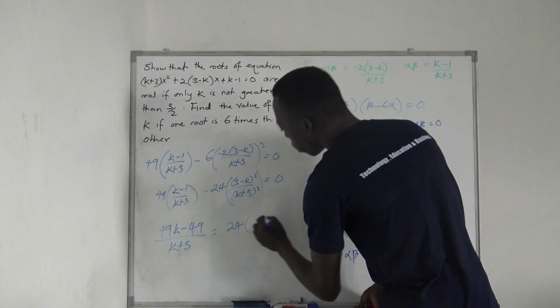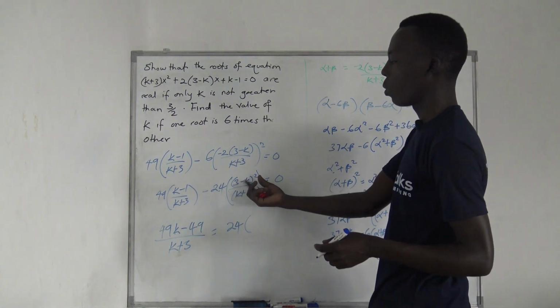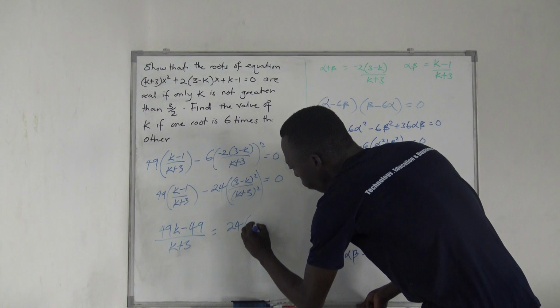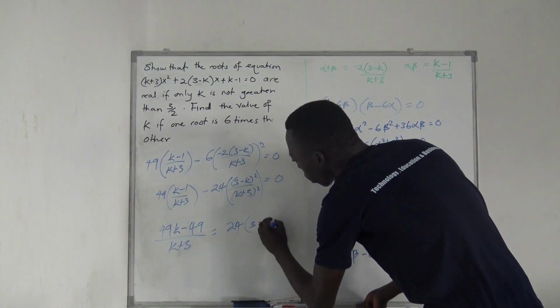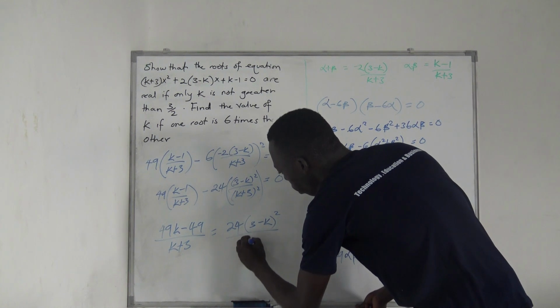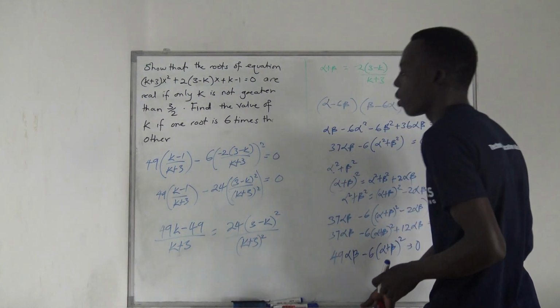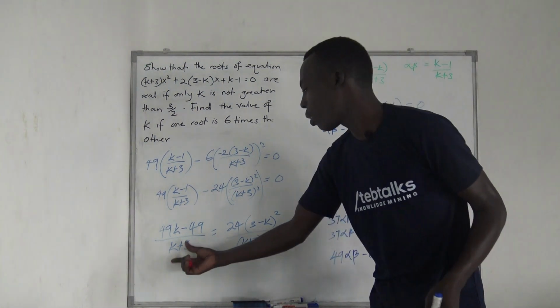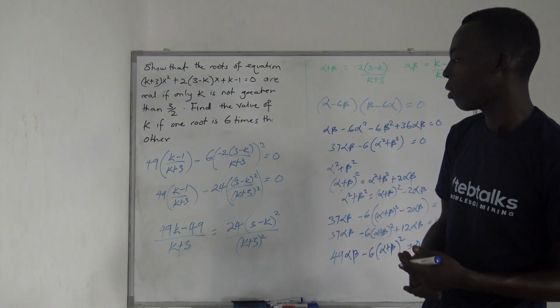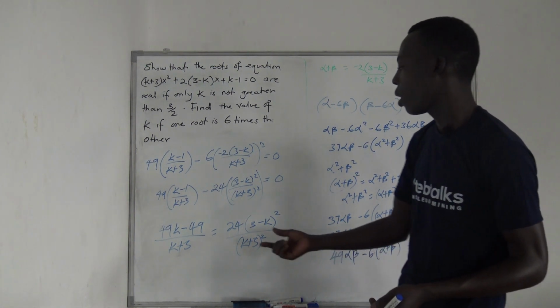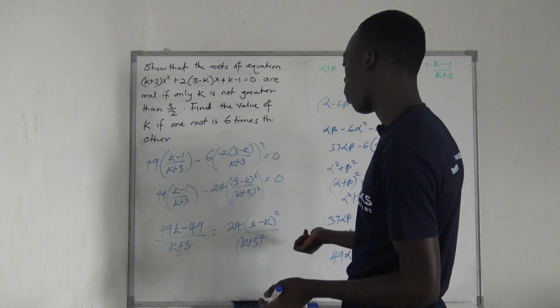So here we try to, okay, first leave it like that, which is 3 minus k squared out of k plus 3, the whole thing squared. Since we have k plus 3 and k plus 3 squared, what we do, we multiply both sides by k plus 3 squared.